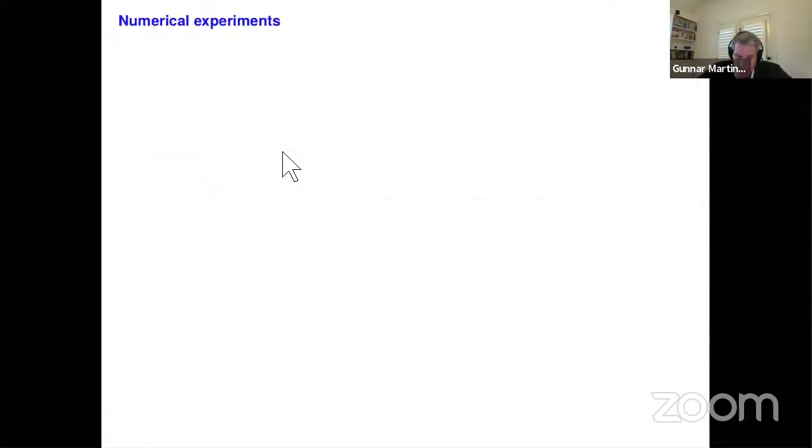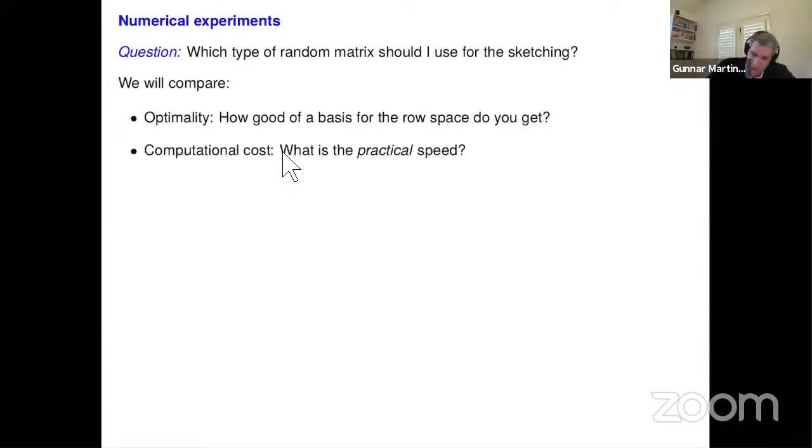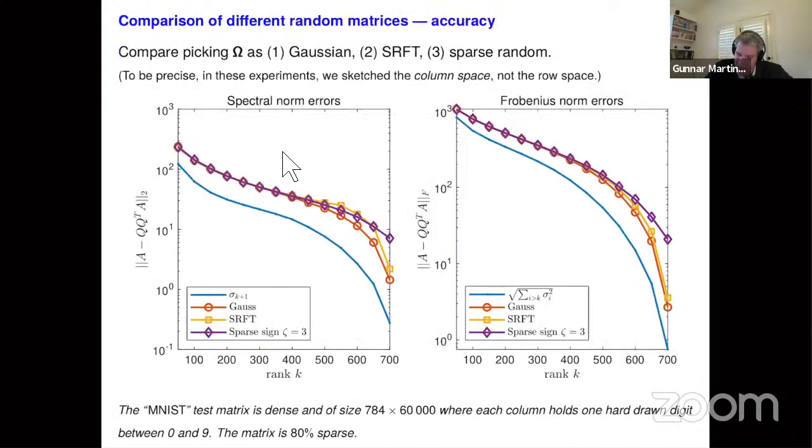Let's skip that. Let's move on to numerical experiments. In the numerical experiments, I'm going to investigate two things. First, we'll talk about what sort of random sketch you should construct. We talked about Gaussians or the structured ones, and how do they compare in terms of optimality and in terms of speed. So here are some numerical tests that show how these things perform in terms of optimality.